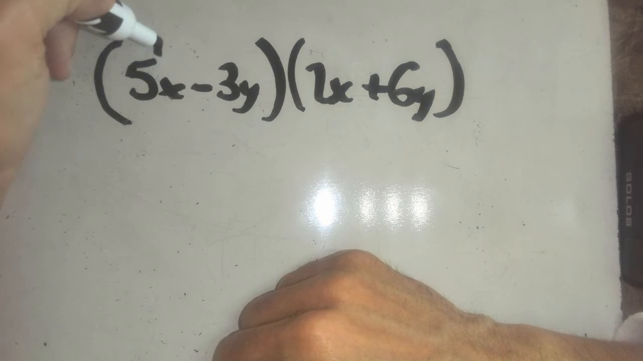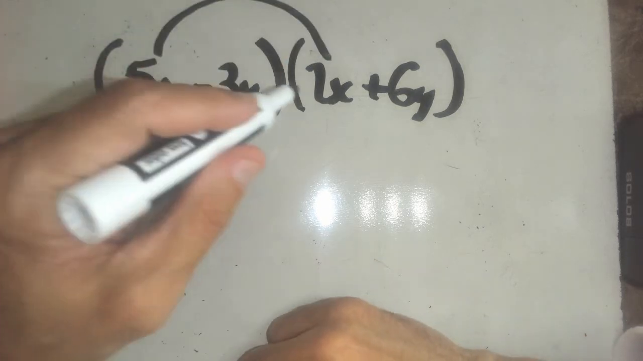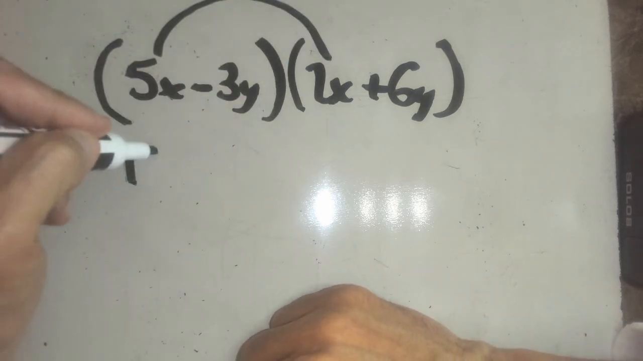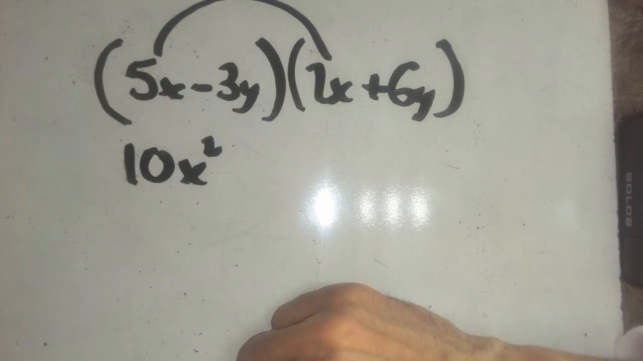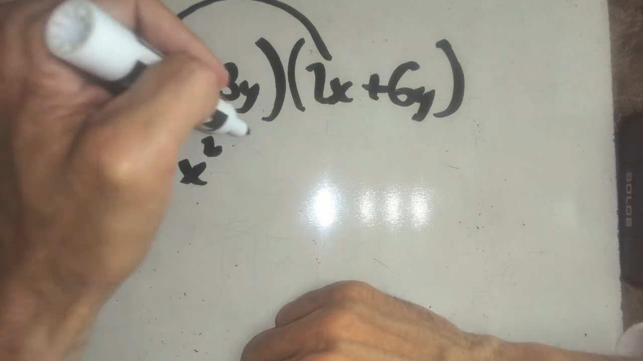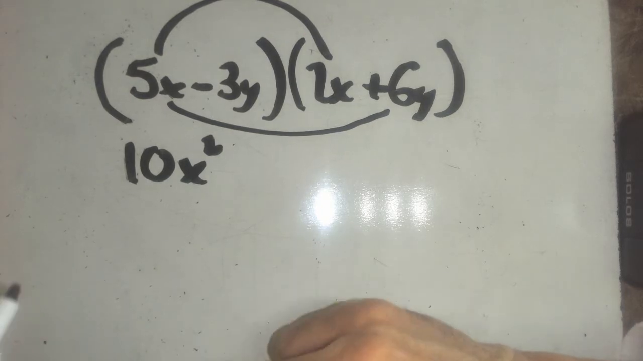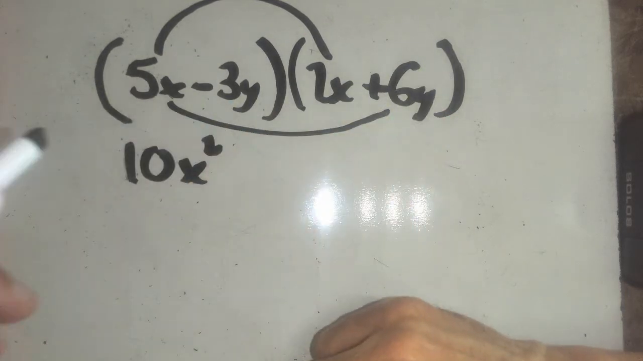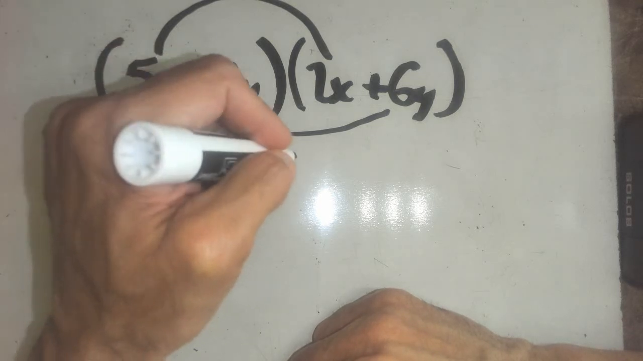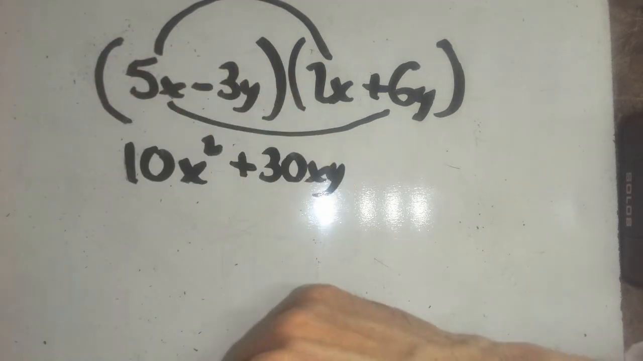So I'm going to take 5x times 2x. Now remember, we're multiplying. So 5 times 2 is 10. X times x is x squared. Now I'm going to take 5x times 6y. And again, you multiply. They don't have to be like terms. 5x times 6y is 30xy. When you multiply, they don't have to be like terms.